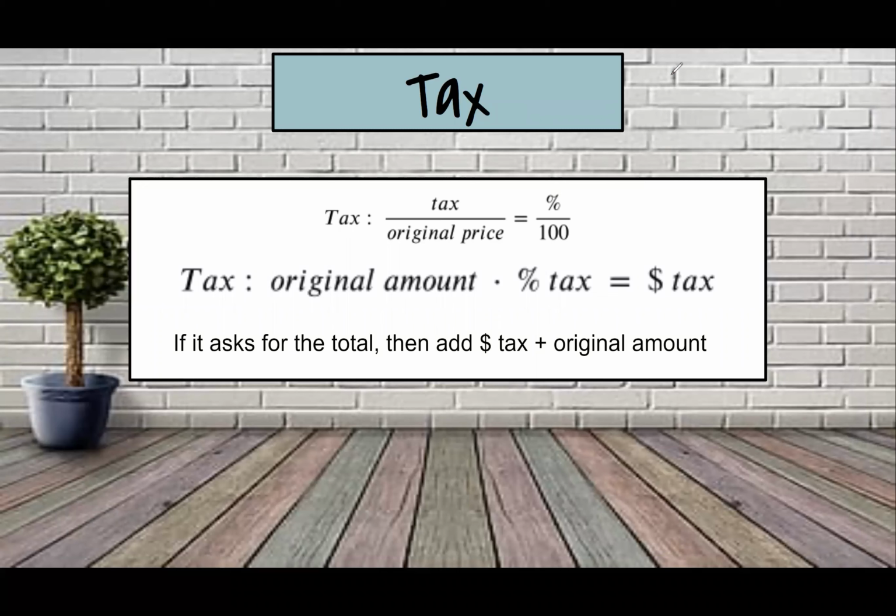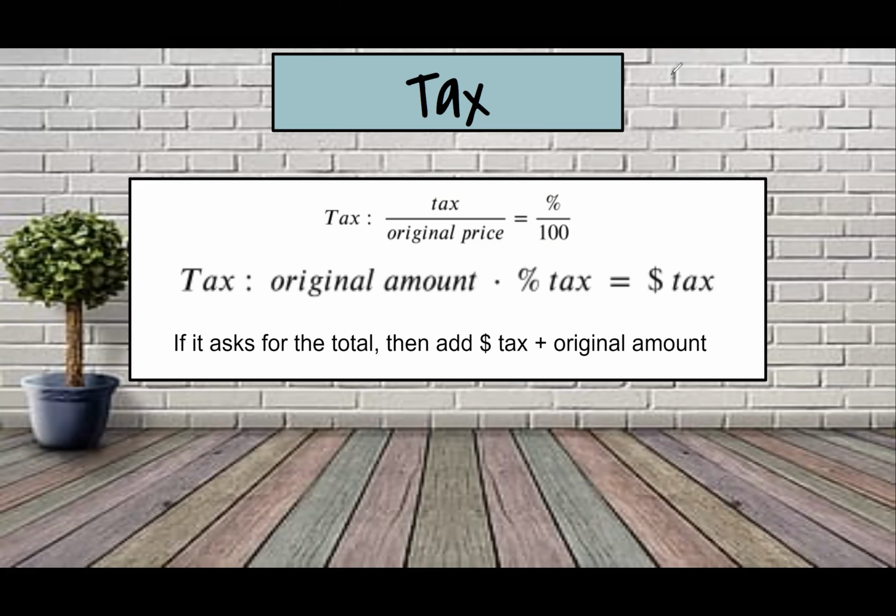Okay, now I am going to go over tax with you guys. So kind of like Ms. Gross had said, we kind of have two equations on most of these things. We have the proportion, which if you see right here, is tax over original price equals the percent over 100. Or if there's a specific question that's a little bit easier, you can do the formula: original amount times the percent tax equals the dollar tax. And also if it asks you for the total, then you add the dollar tax plus the original amount.